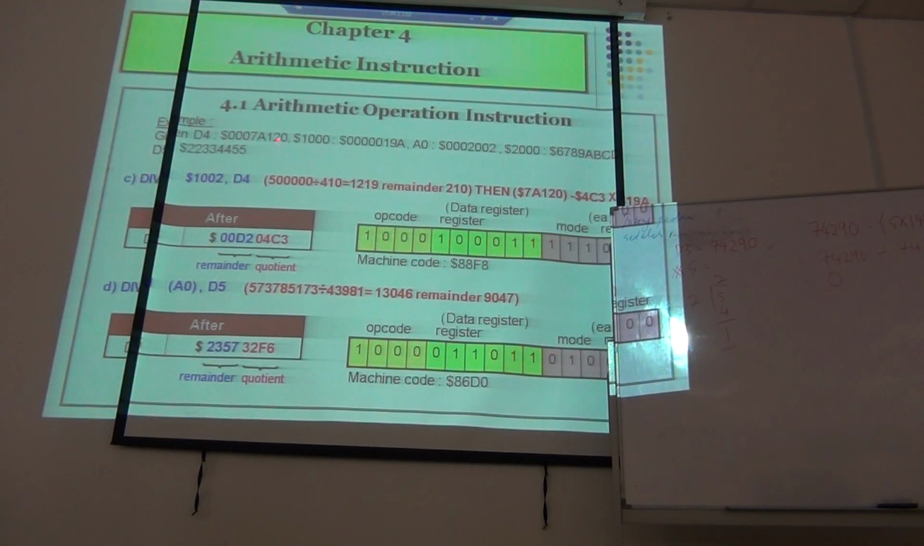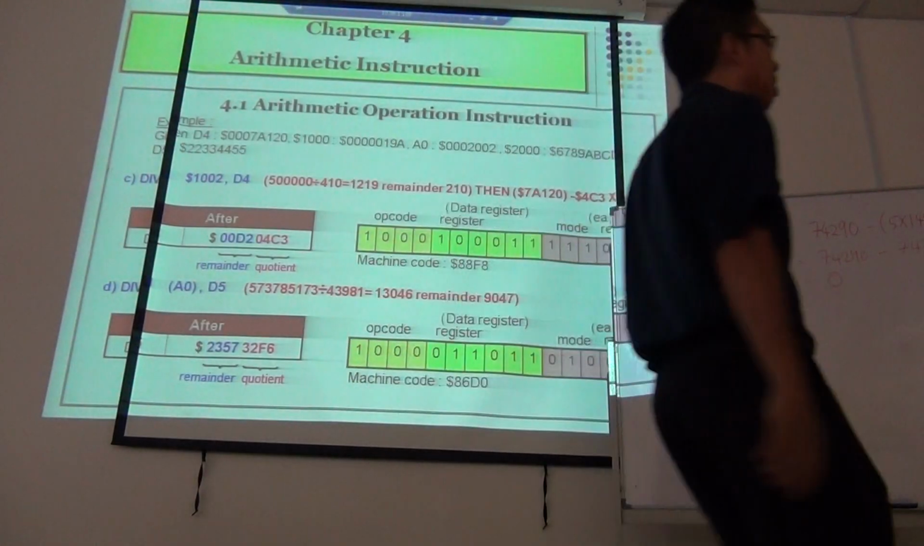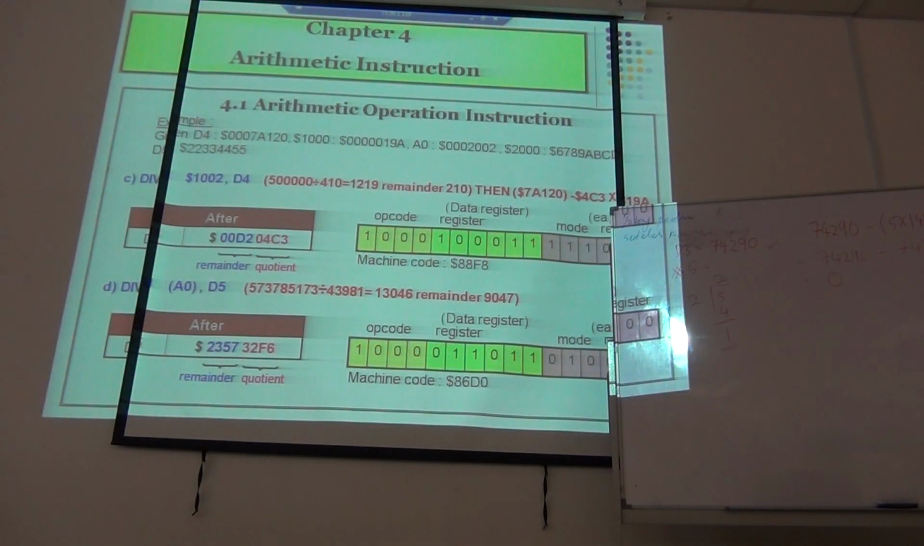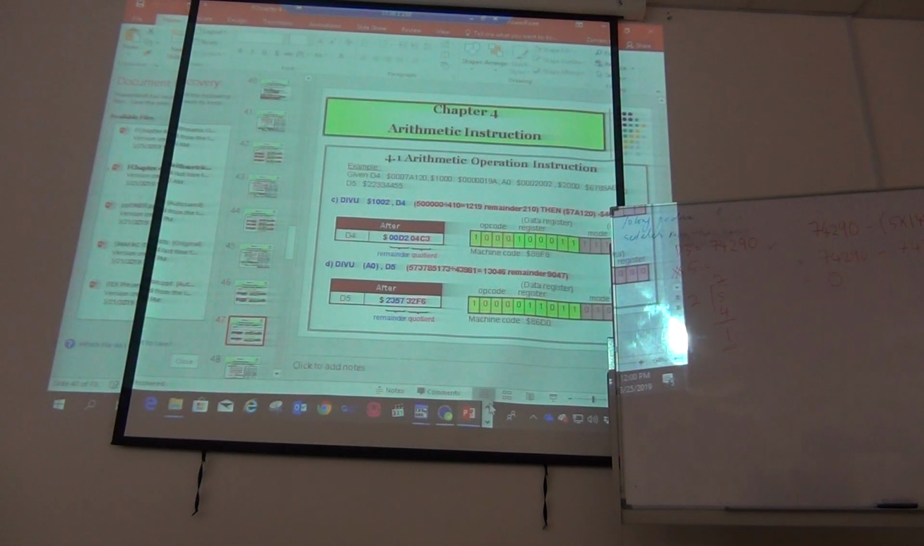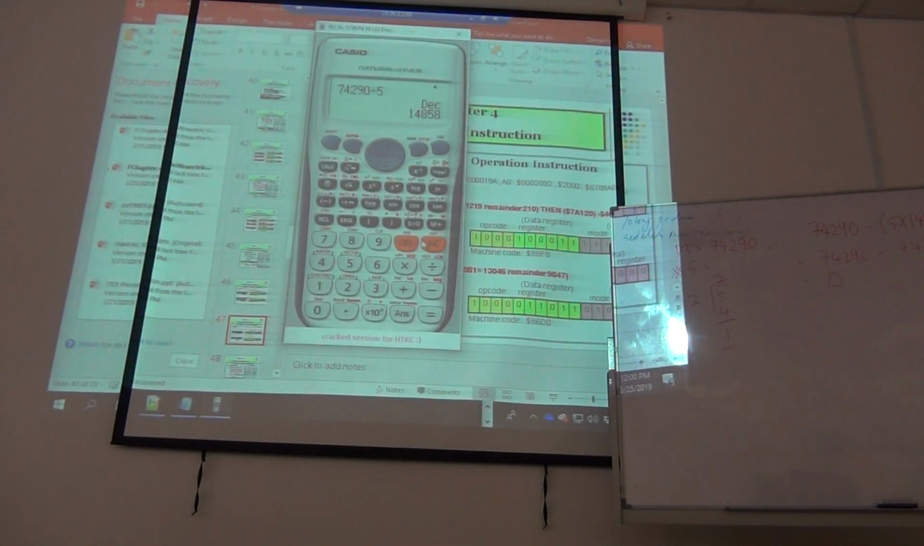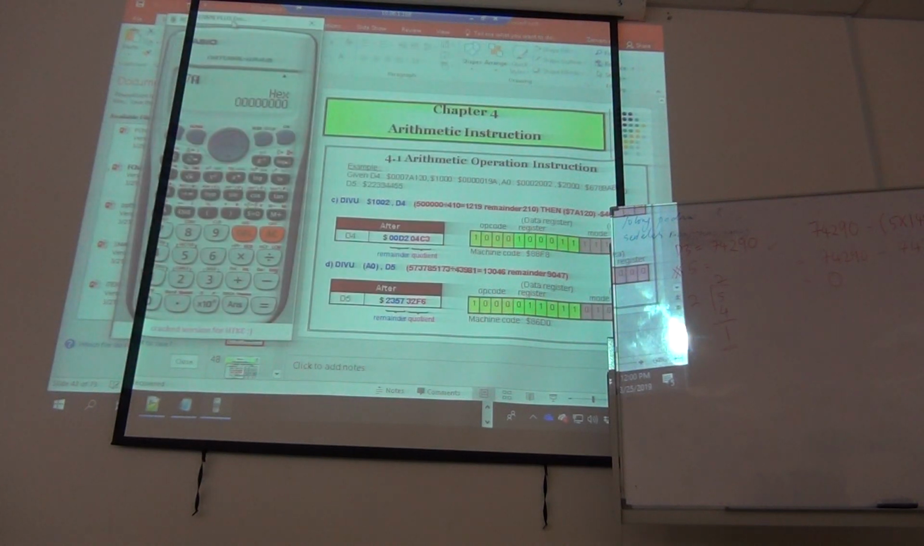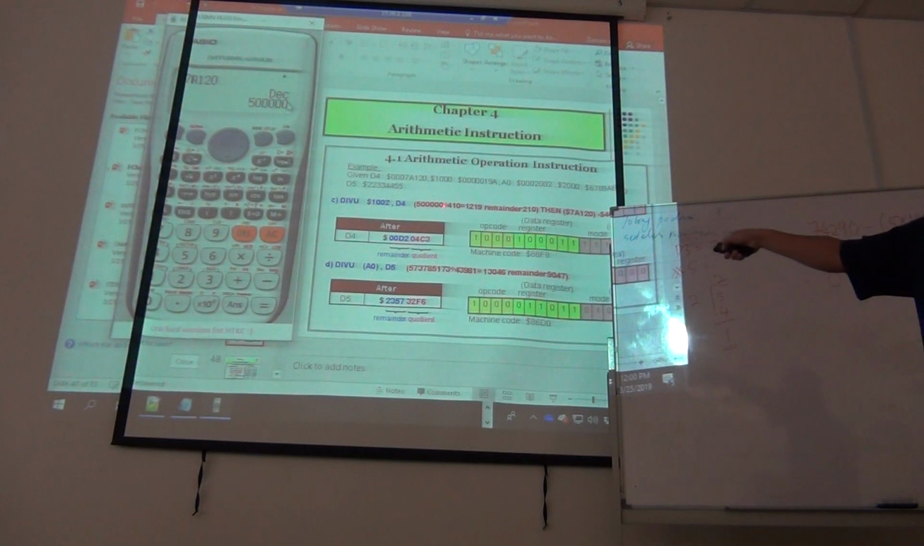0007A120. You go for the decimal first. What's the number? 500,000 in decimal, and in hexa the answer is 7A120, which is the same one like this.